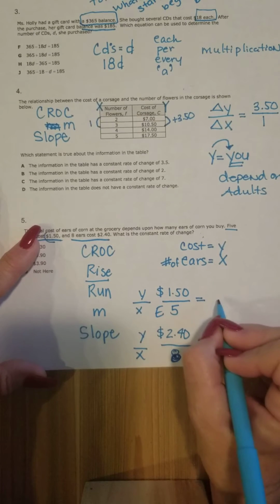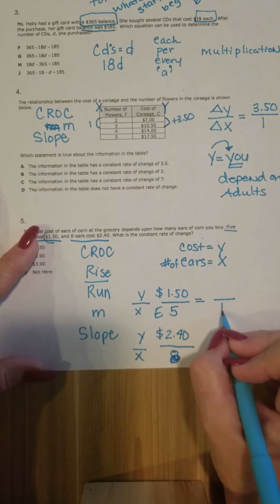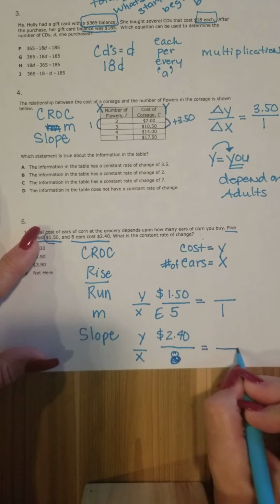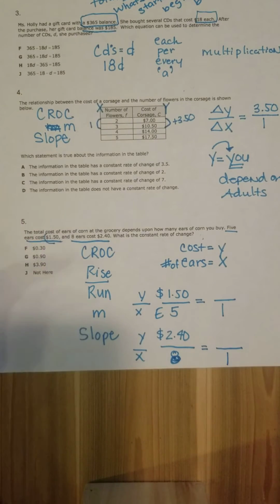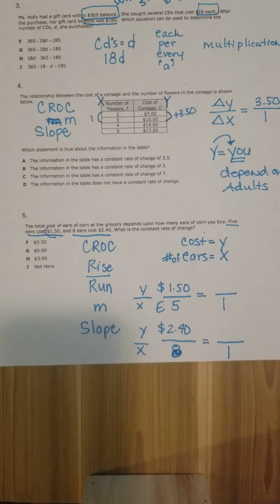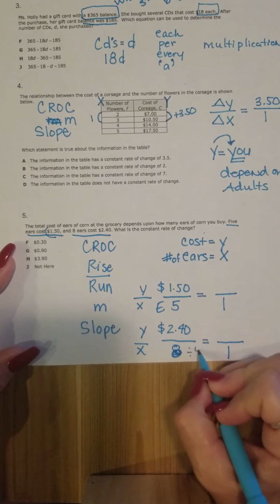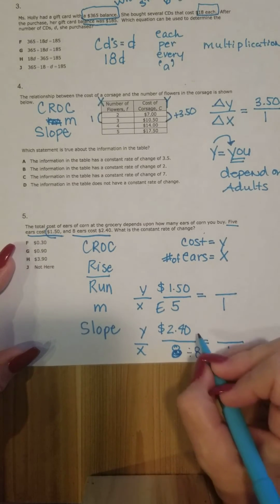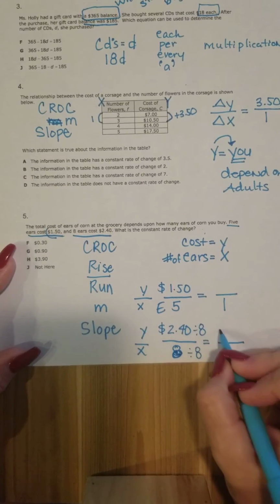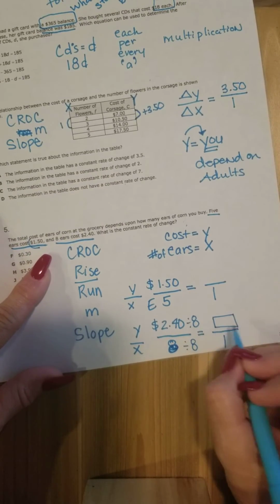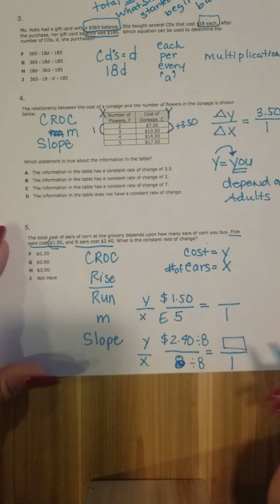Then I need to simplify it. I need to get a unit rate. A unit rate is always out of 1. The denominator has to be 1. So how do I go from 8 to 1? I divide by 8. Whatever I do to the bottom, I do to the top. Whatever you get up here is your unit rate.